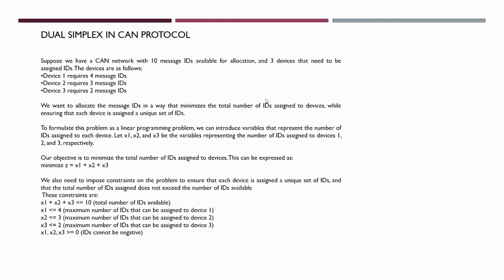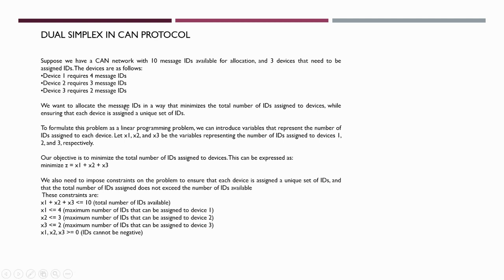Now we will see dual simplex in the CAN protocol. Suppose we have a CAN network with 10 message IDs available for allocation and 3 devices that need to be assigned IDs. The devices are as follows. Device 1 requires 4 message IDs, device 2 requires 3 message IDs, device 3 requires 2 message IDs. We want to allocate the message IDs in a way that minimizes the total number of IDs assigned to devices while ensuring that each device is assigned a unique set of IDs.